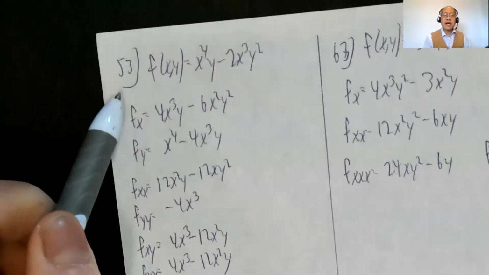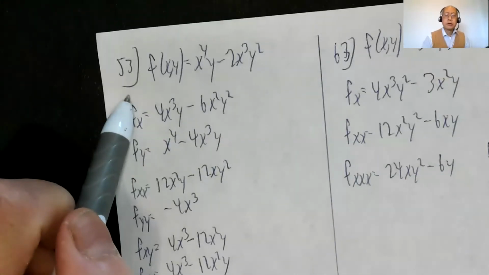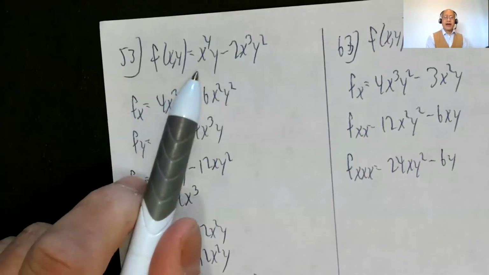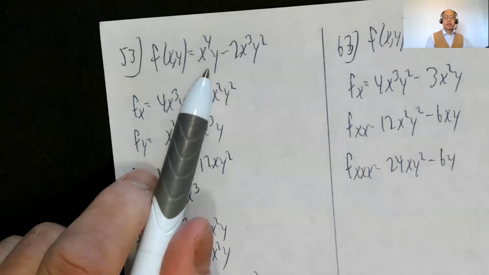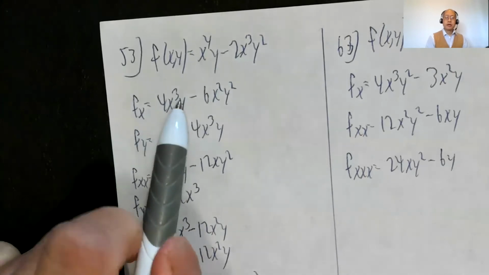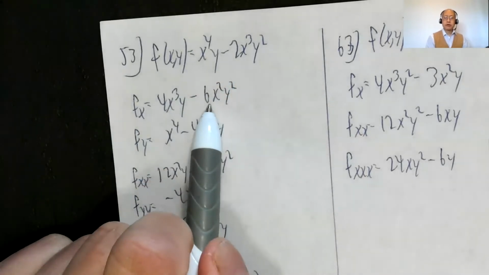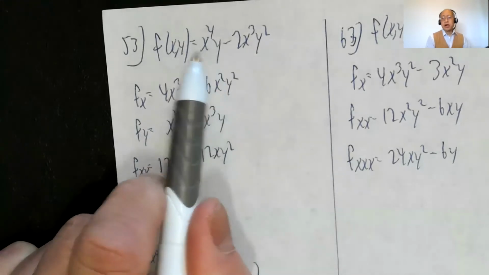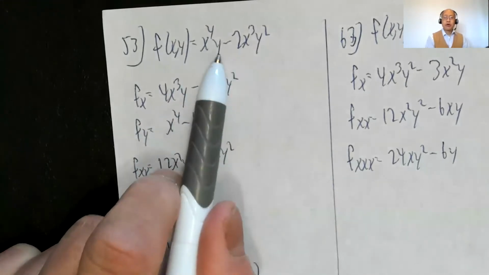Okay, 53, second partial derivatives. So first I need the first partials. What is fx? Derivative with respect to x. That means y is constant: 4x cubed y minus 6x squared y squared. Derivative with respect to y. That means x to the fourth is constant: x to the fourth, minus 4x cubed y.